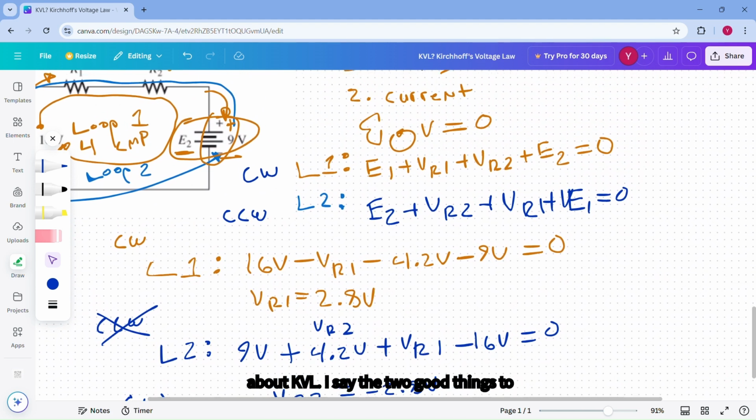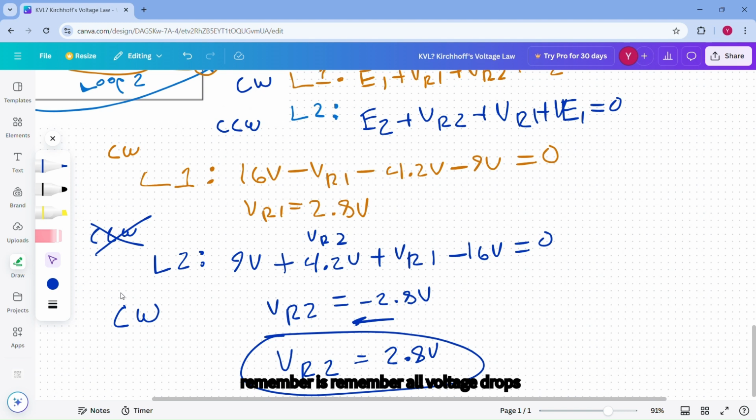I say the two good things to remember is, remember, all voltage drops and rises should algebraically add to 0, and that KVL works in any closed loop. That does not mean the whole circuit. It can be, but does not always have to be. It could be a separate side branch. It could be a couple components. It could be a couple components with a nodal voltage. It can be a lot of different things. So make sure you think about those loops. Think about what components are touching current, where the current's going, and how that can impact the polarity or what to drop and what to rise.